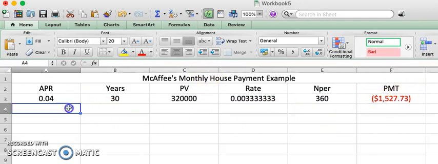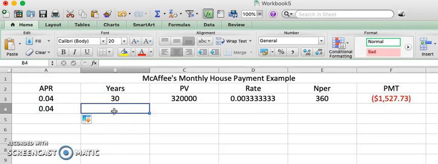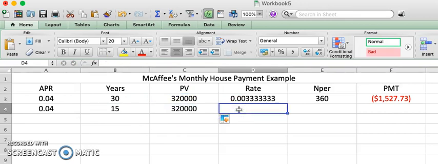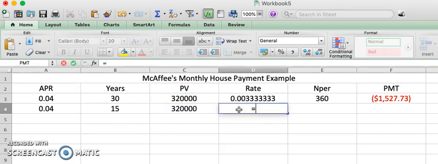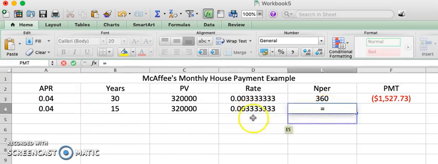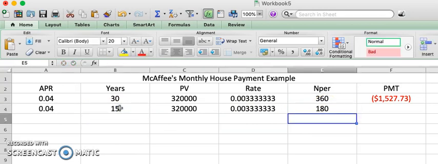And then what's really fun that I love to do is see what happens if I keep the same interest rate, but this time I'm going to go to a 15-year mortgage, and I still want to buy the same house. I need to calculate that monthly rate again. So remember what I did: I took the annual rate and divided it by 12, and that gave me my monthly interest rate. And then here I take the number of years and multiply by 12, and that gives me the number of months that I'm going to make the payment.